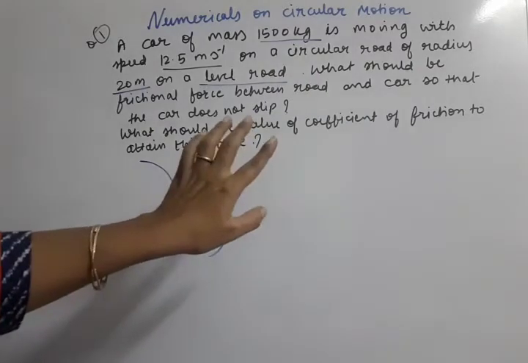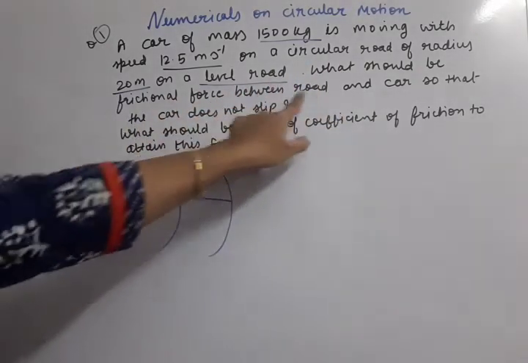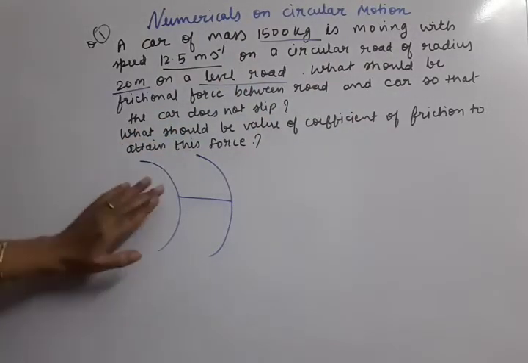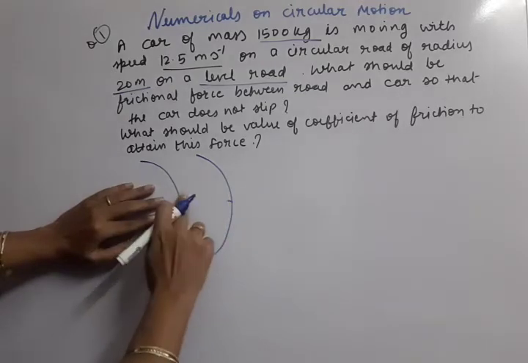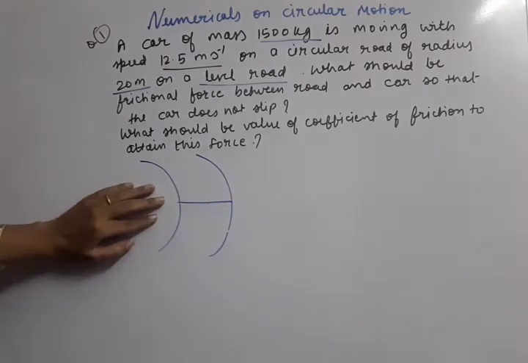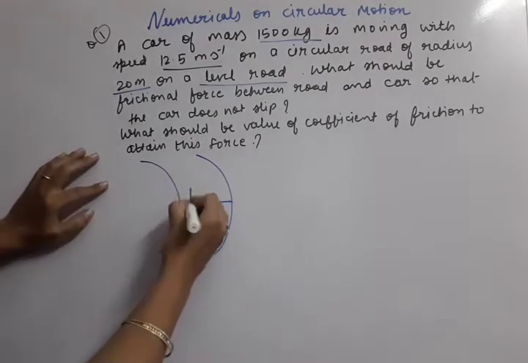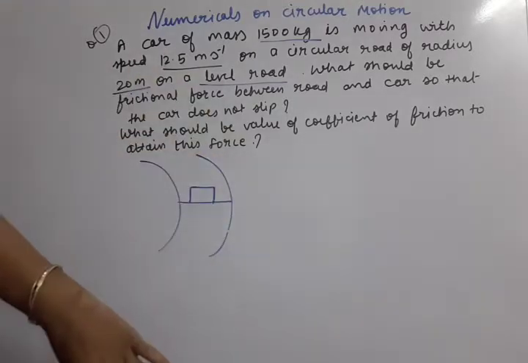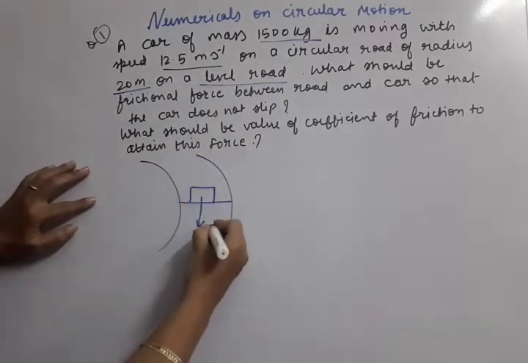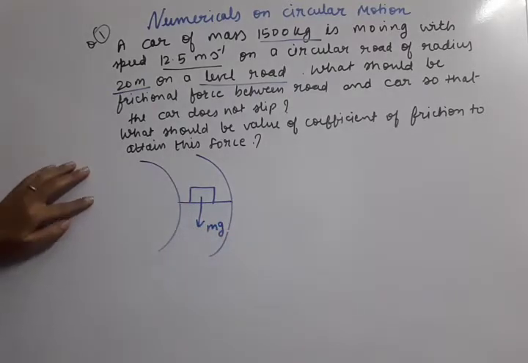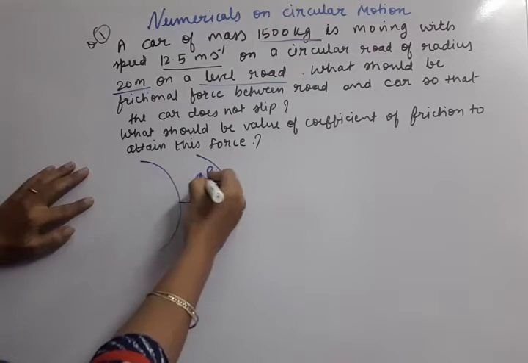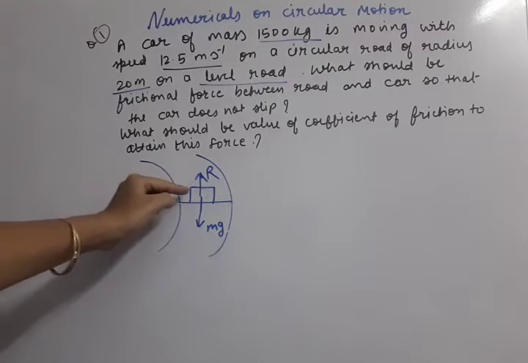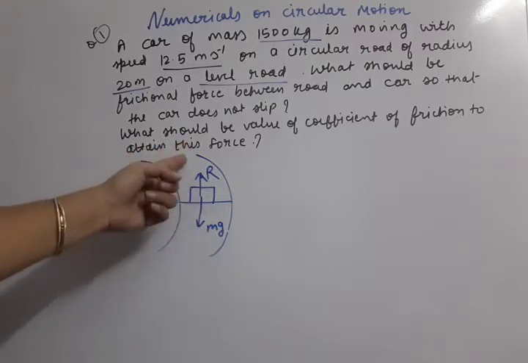Now let us see what the question is. What should be the frictional force between road and car so that the car does not slip? In this diagram, we can show all the forces on the car. Suppose this is the car which is in touch with the road. So how many forces can be there when the car is taking the turn? We already know that the car's weight mg we can show at the center vertically downwards. This is the normal reaction, normally upward, perpendicular to the road, because action force is there, so reaction force is also there.